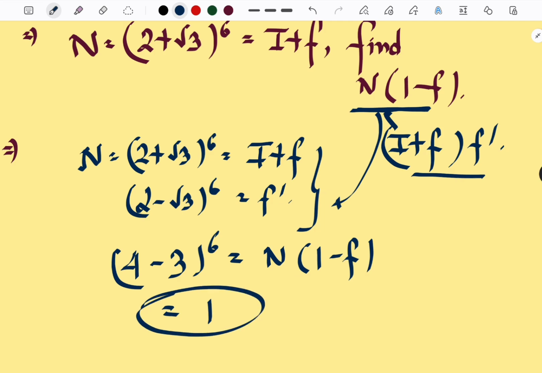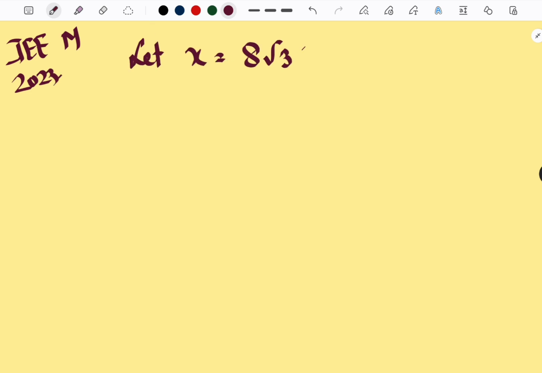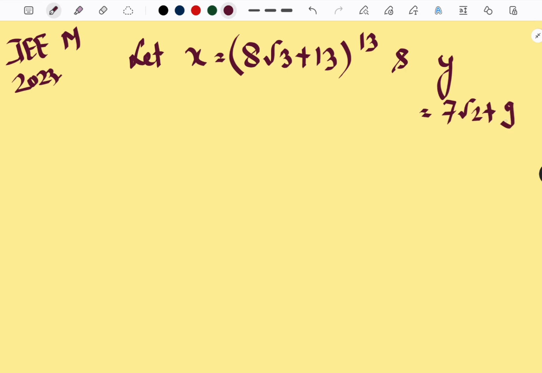That is the solution. Now a question came in JEE Mains 2023. So what was the question? The question said, let x = (8√3 + 13)^13, and y = (7√2 + 9)^9.